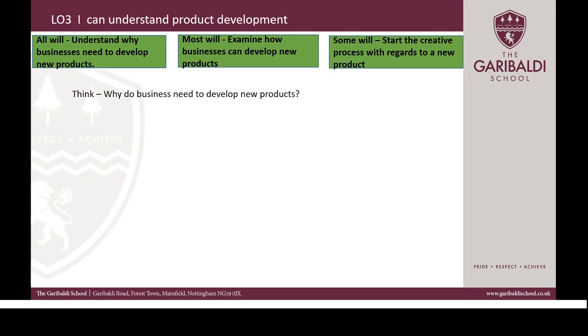It might be that new products are developed because you find a better way to do something. So, for example, a new cooker might be developed because it cooks food in half the time of the original design. So there are lots of reasons for developing new products. The main thing that we're looking at today is that you understand why businesses need to develop products, but we're also able to understand how a business can go about that process.